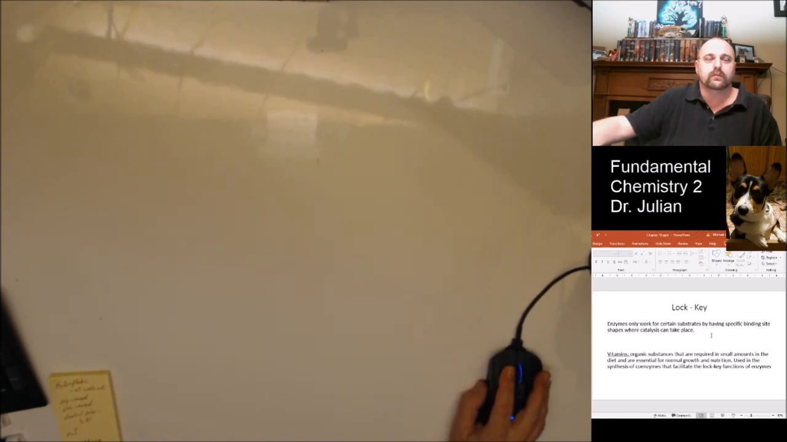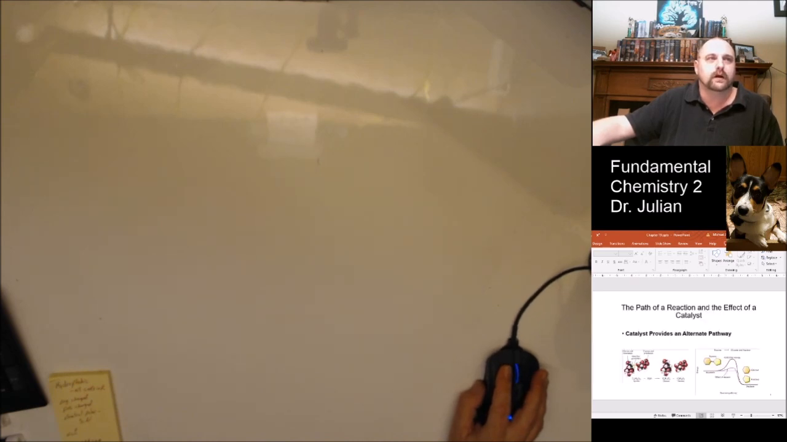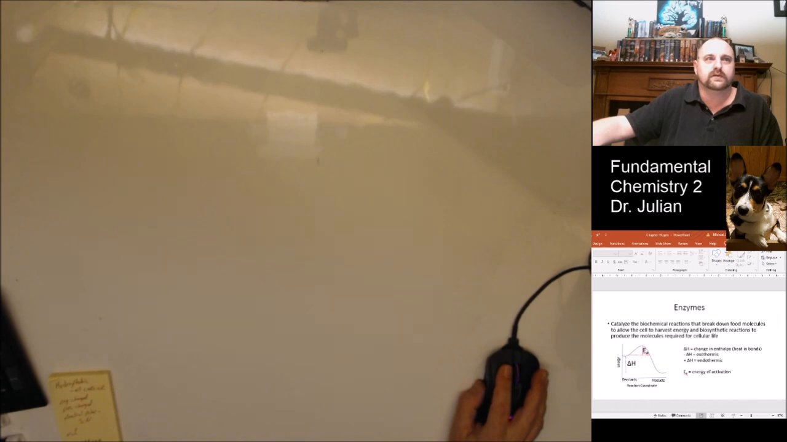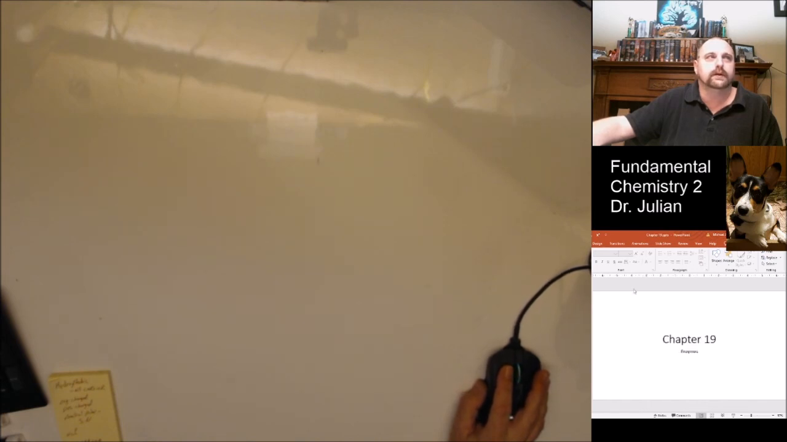Then we also need to know our definition for vitamins. Vitamins are things that you've got to get through your food. One of their main uses is for coenzymes, and that helps put the right substance into our enzymes. All right, so that's the main thing. Enzymes are going to speed up the reaction.